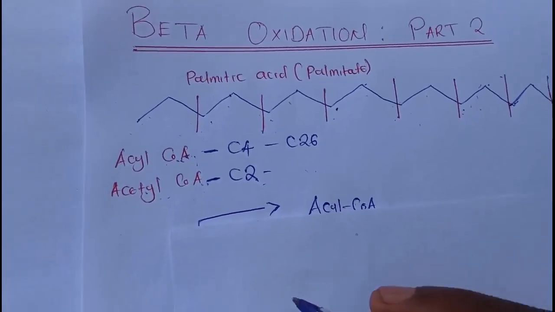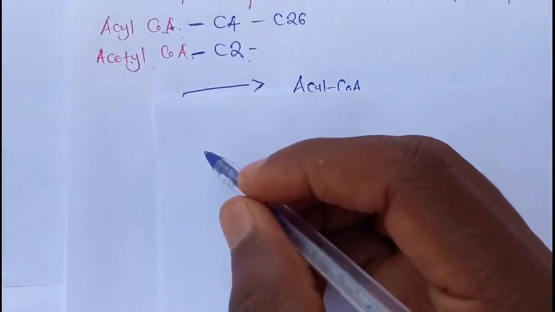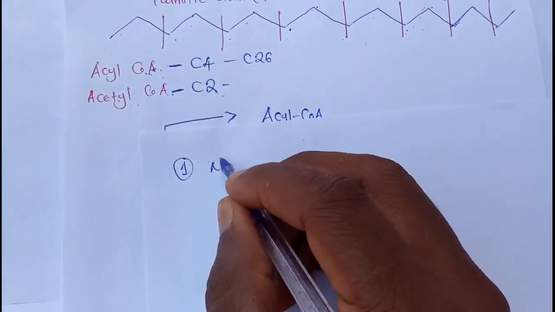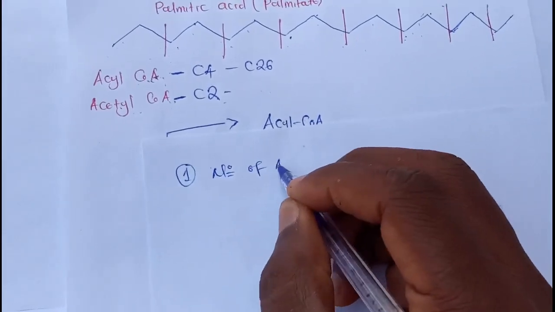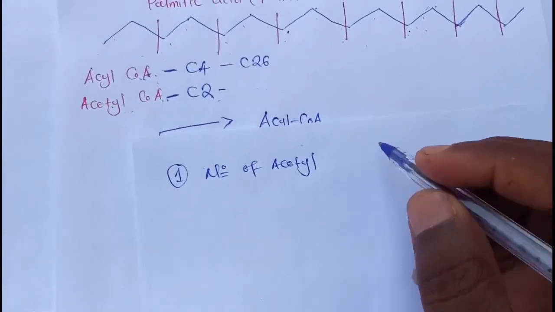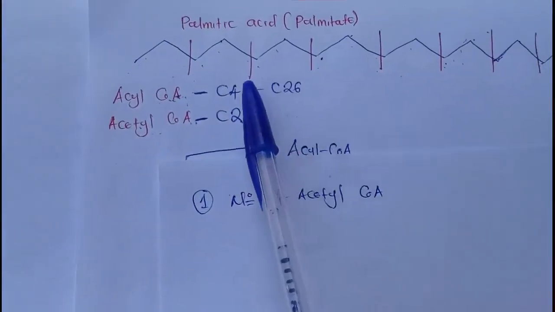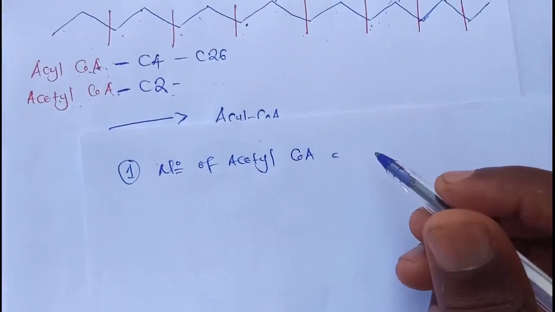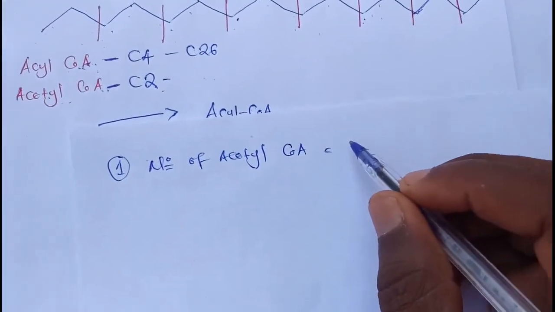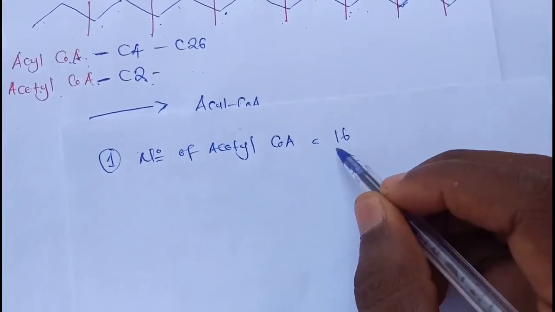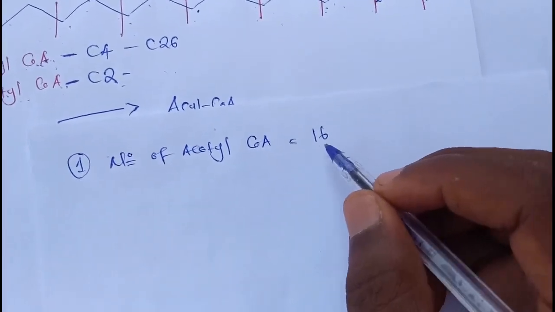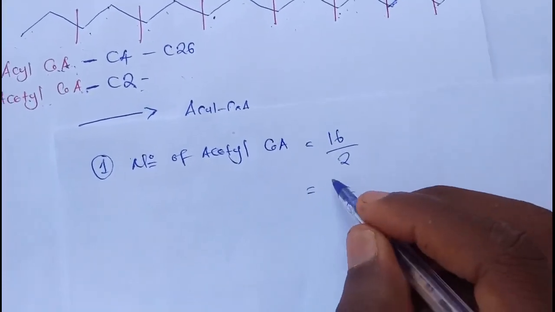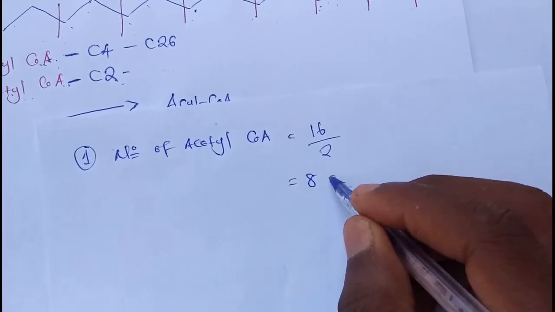All right, so in our calculations, let's determine step 1. Step 1, let's calculate the number of acetyl CoA. We had just counted before, but a simpler way when doing your calculations is to say number of carbons, which is 16, since we're using a 16 carbon fatty acid. Then we divide by 2, and this will give us 8 acetyl CoA.